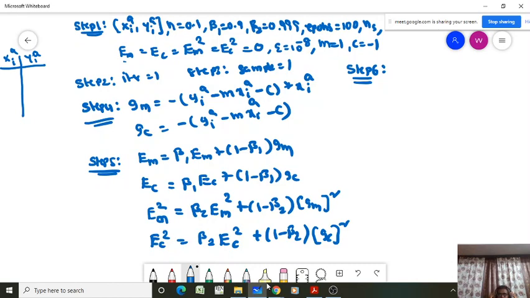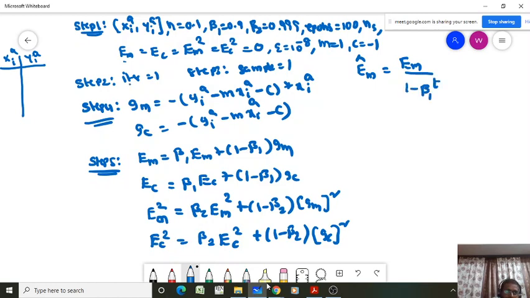Sir, what about EM hat and EC hat? We have to calculate them in step 6, or you can include them in step 5 also. To avoid the confusion, it's better to include them in step 5 only. I want to include EM, EC, EM square and EC square, and also we have to calculate the bias corrected values of all 4 parameters. That is called EM hat, that's equal to EM, and that is a part of step 5 only. So EM divided by 1 minus beta 1 power t.